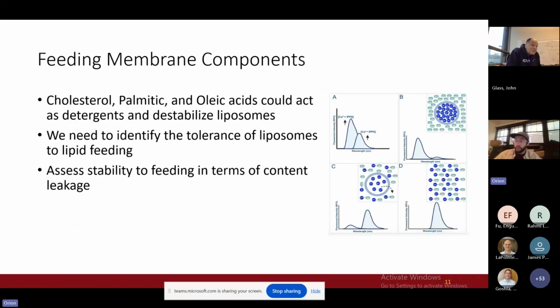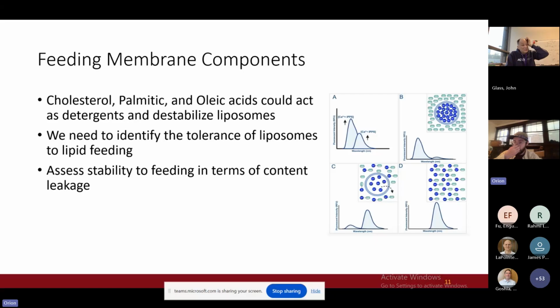I think another really important point with the lipids in the membrane is this question of feeding. A lot of mycoplasma media will have lipids or fatty acids in them. And the issue is that the cholesterol and the palmitic acid, the oleic acid, act like a detergent and would ultimately destabilize the liposomes at some point. And so we need to identify a tolerance of the liposomes to lipid feeding.